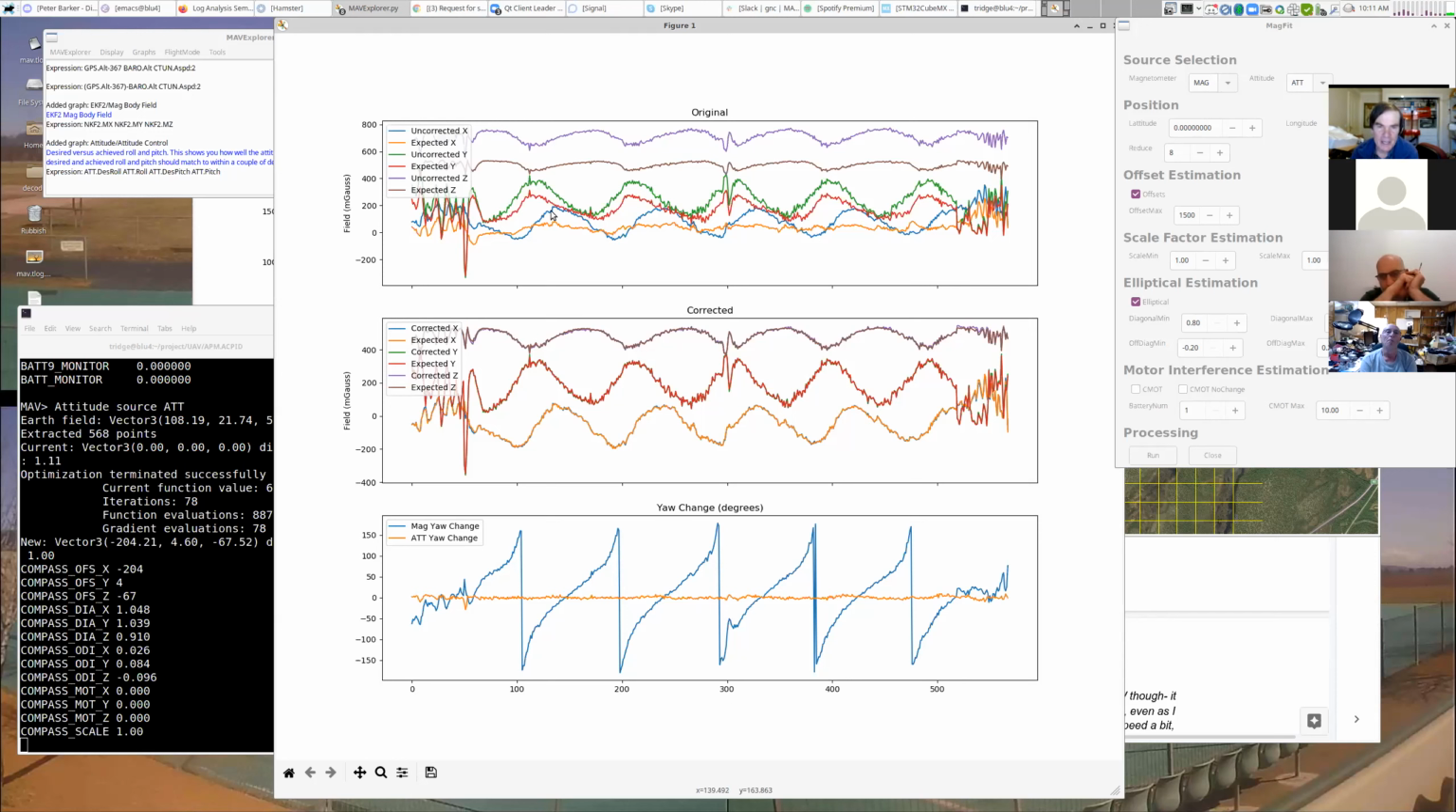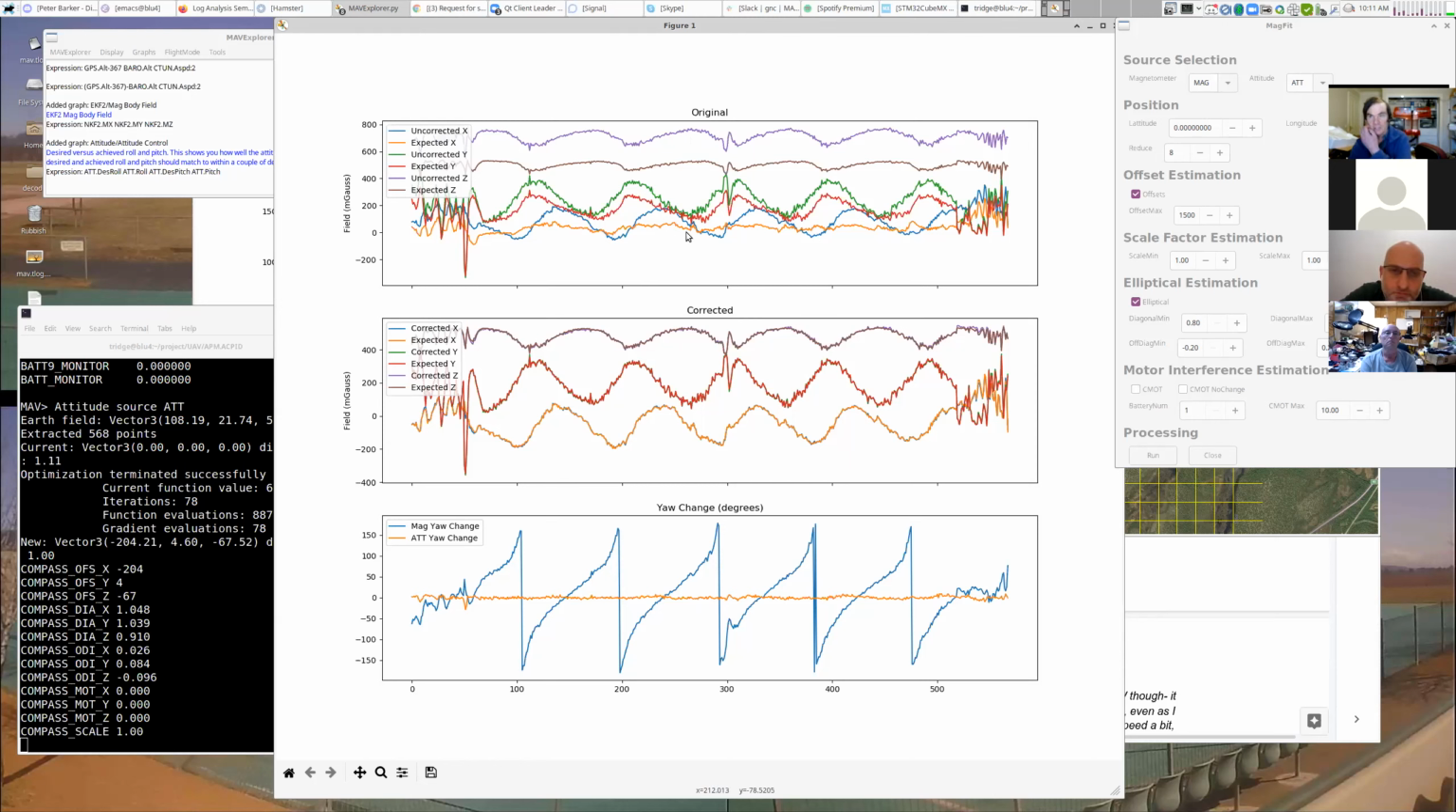What we see is that there are quite significant discrepancies. We can see here, for example, it's off by nearly 200 milligauss vertically. On the y-axis, it's off by 150 to 200 milligauss. And the z-axis is off by an enormous amount, and really does quite badly.